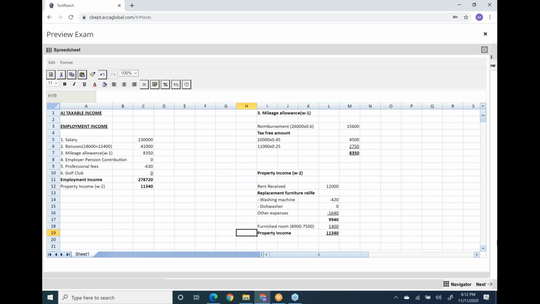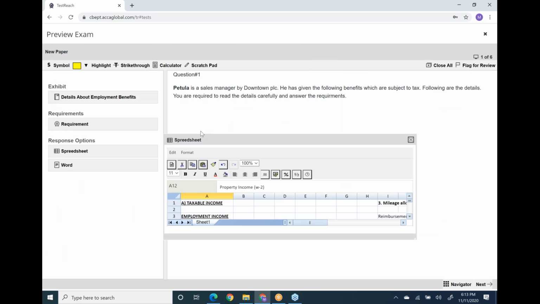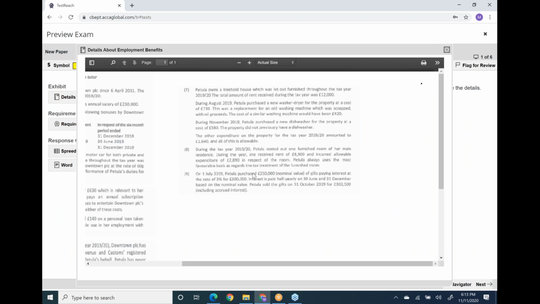Okay, so you have two things we have done. Property income is done and employment income is done. Now I hope you remember my first class. There are some incomes for which you have to make a P&L, like trading income. Property income has a P&L, and employment income has a P&L. But for interest and dividend income, no P&L. Interest and dividend incomes are normally picked directly from the question and just copy pasted to the main format.